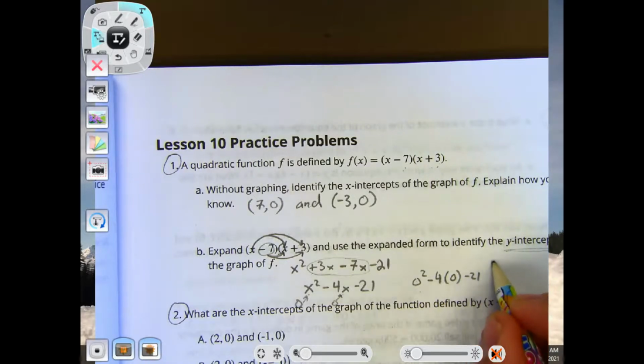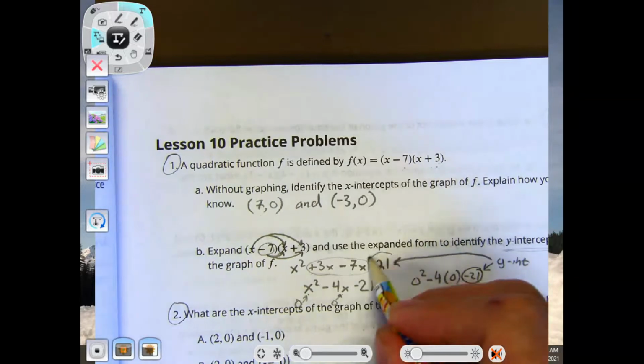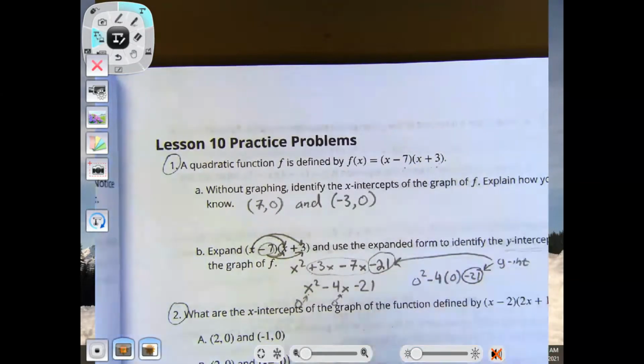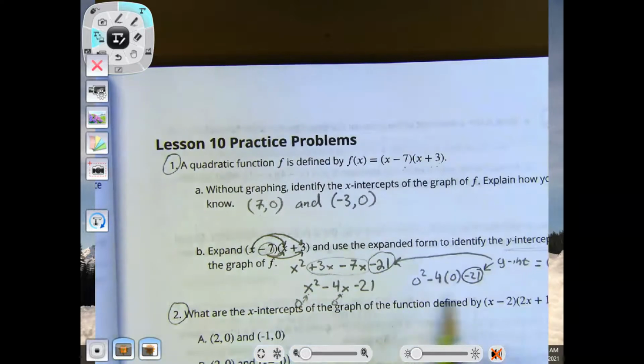So this number right here is my y-intercept. And you can see it's the same right here. It's the number without a variable on it. If there's only one, then you're all set. If there's more than one term without a variable on it, you have to combine those to figure out what it is. So my y-intercept in this case is 0, comma negative 21, because we set these x's equal to 0 to figure out that it was negative 21. Sorry.